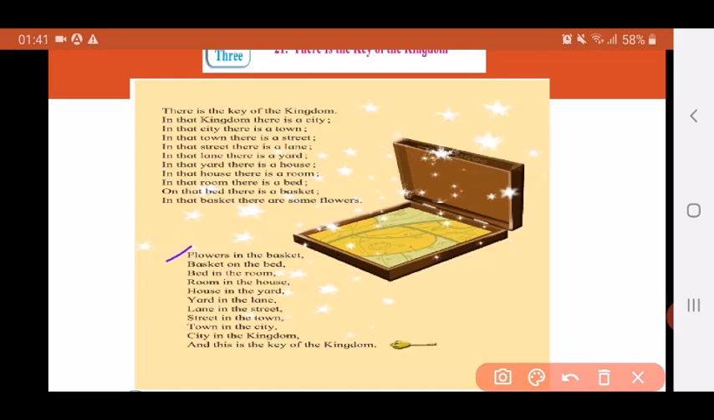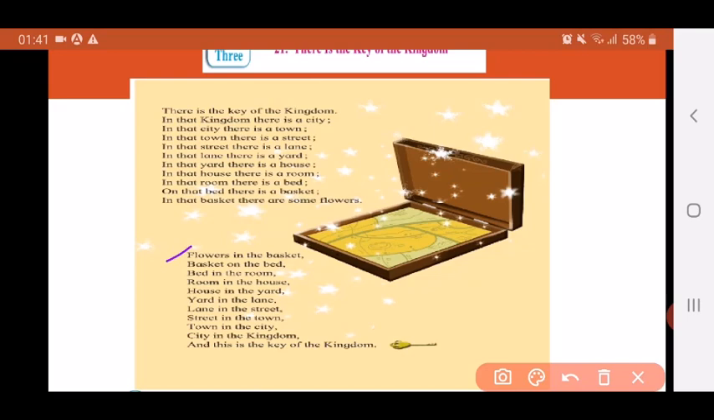Flowers in the basket. Basket on the bed. Bed in the room. Room in the house. House in the yard. Yard in the lane. Lane in the street. Street in the town. Town in the city. City in the kingdom. And this is the key of the kingdom.